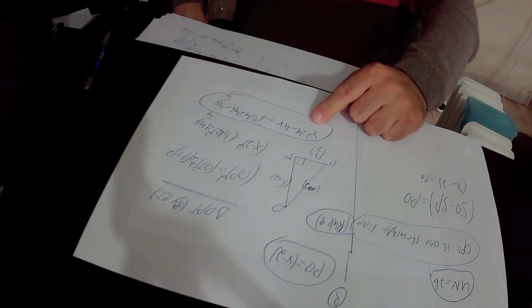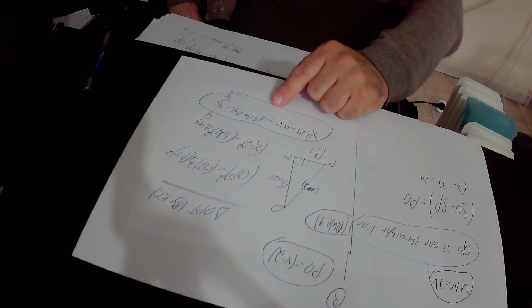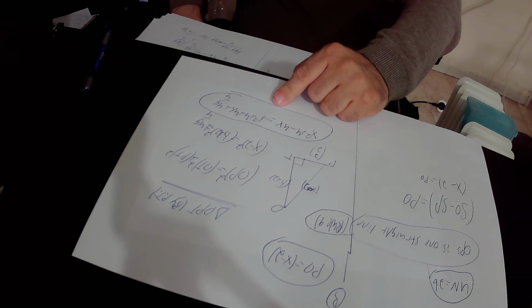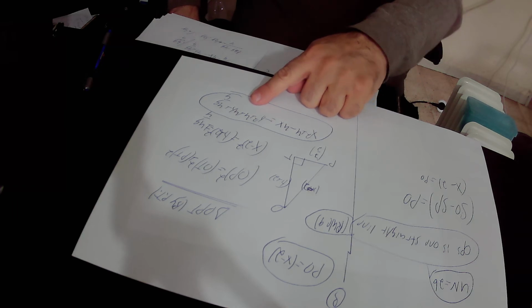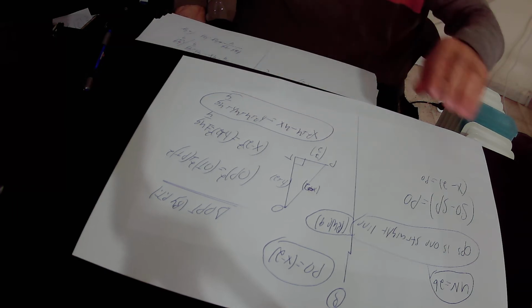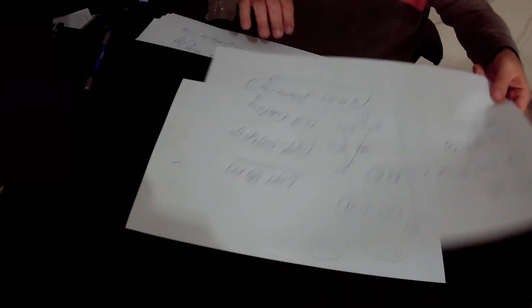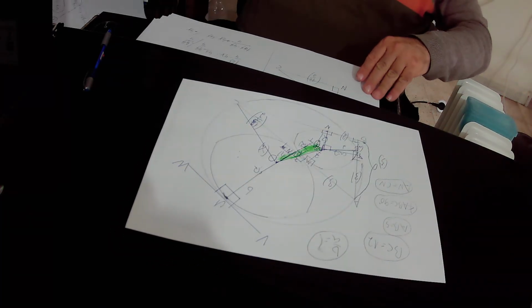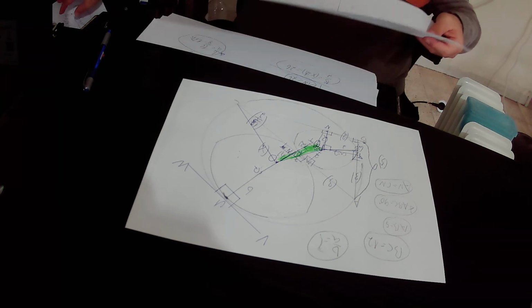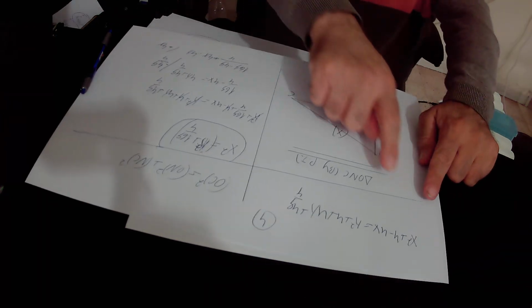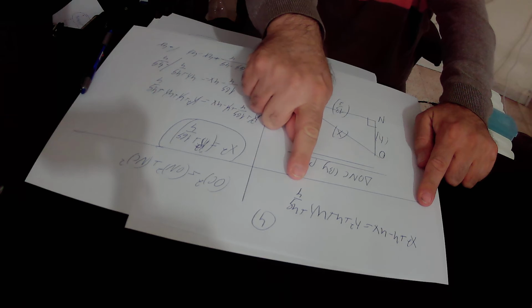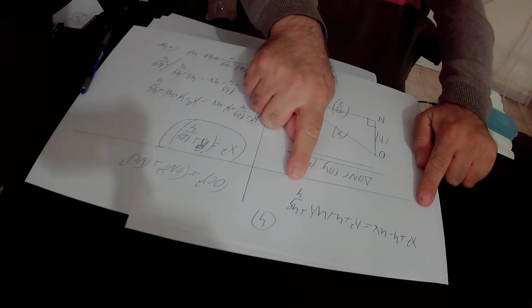X square plus 2 square, that is 4, minus 4X, and it equals (H plus 2) square, which equals H square plus 2 square, that is 4, plus 4H, plus 49 over 4. So I copied this equation here in the new page. This is the equation that we just solved.